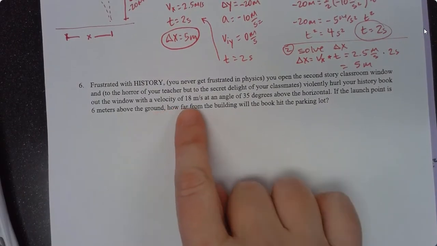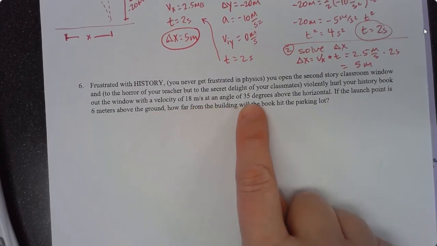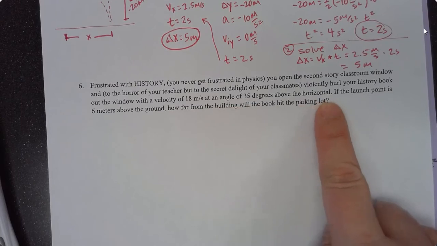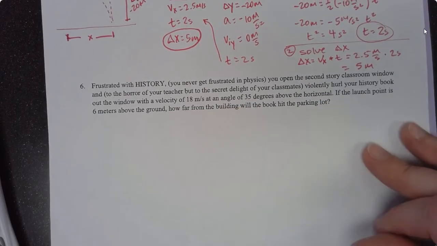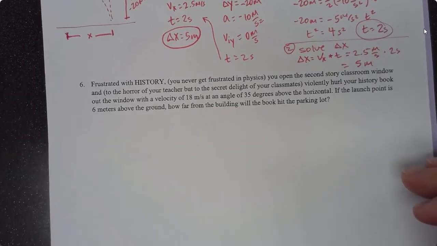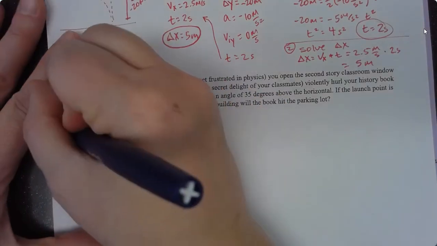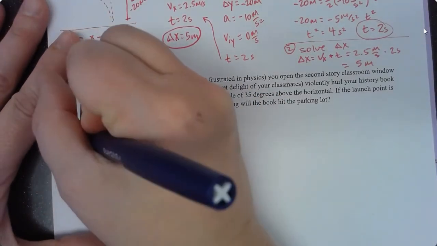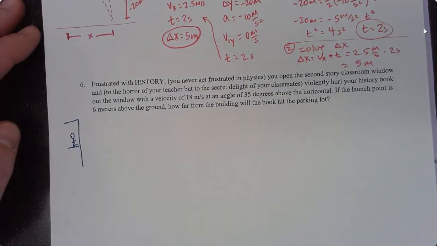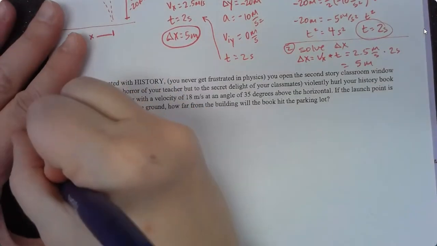With a velocity of 18 meters per second and an angle of 35 degrees above the horizontal. If the launch point is 6 meters above the ground, how far from the building will the book hit the parking lot? Okay, so first we have to kind of draw a picture about what's happening here. So here's our building. Here's our student. He's about to chuck a textbook out the window.